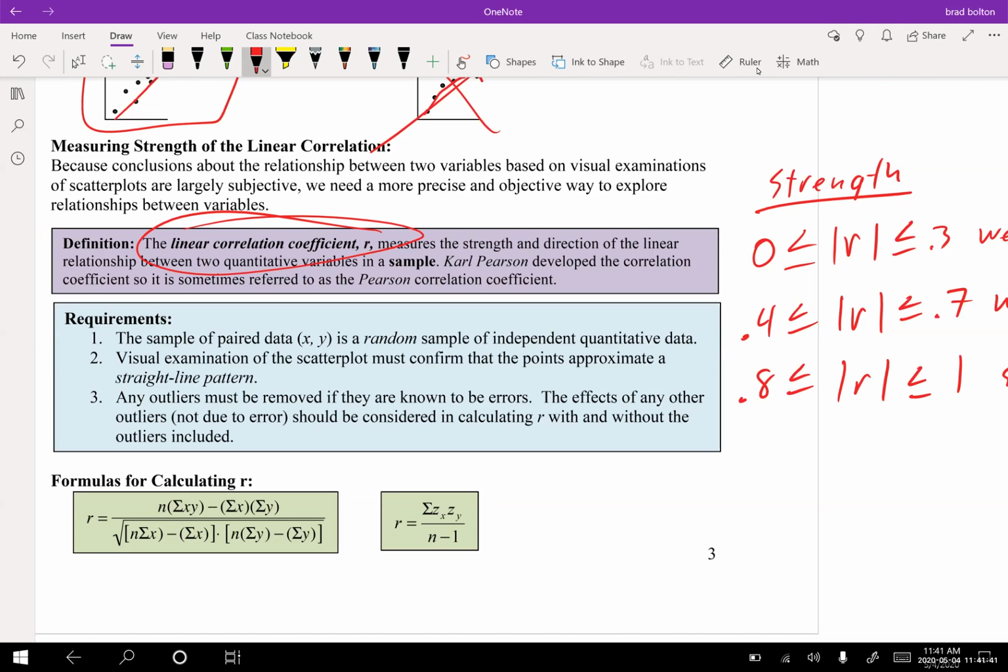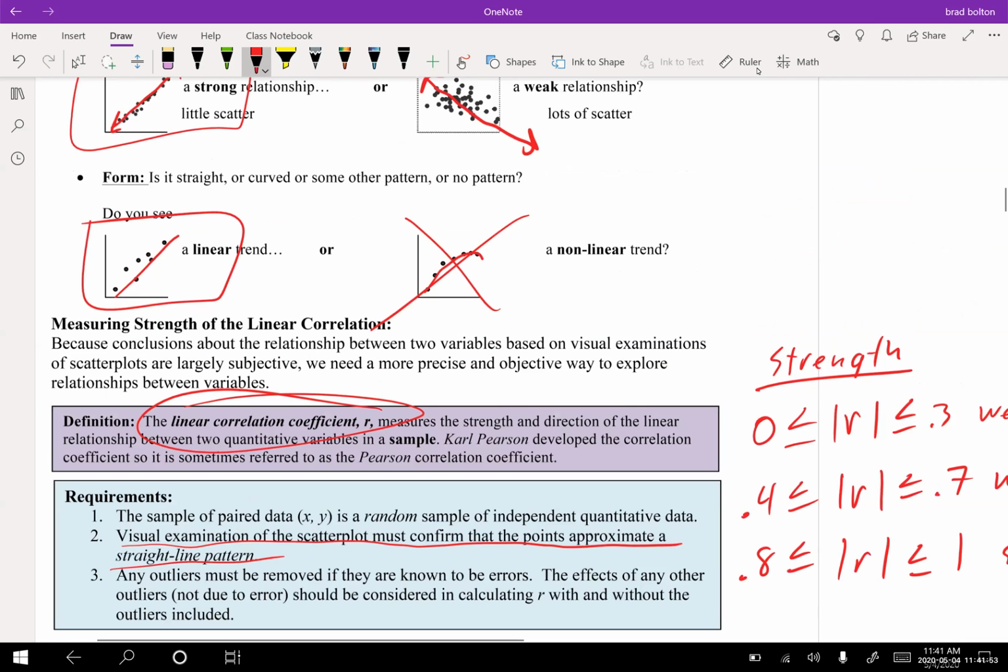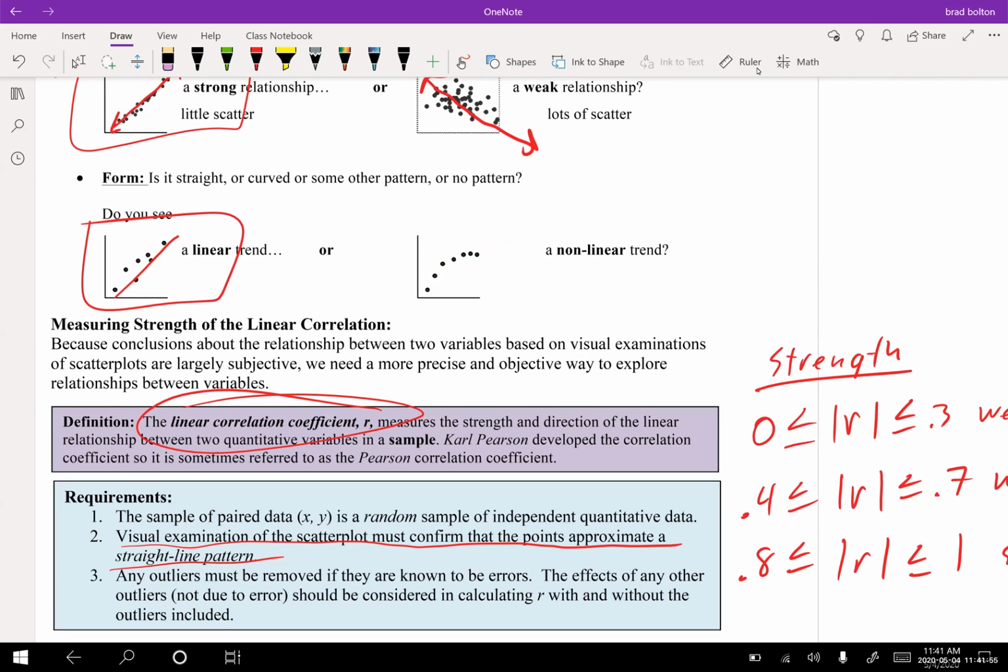So requirements: the sample of paired data is a random sample of independent quantitative data. Visual examination of the scatter plot must confirm that the points approximate a straight line pattern. So if you did this problem here, or let's say we added some more to make it even more obvious, it's definitely not a linear trend, right?